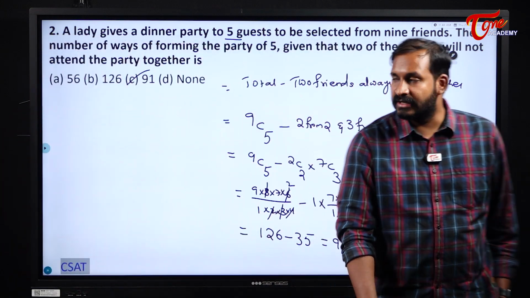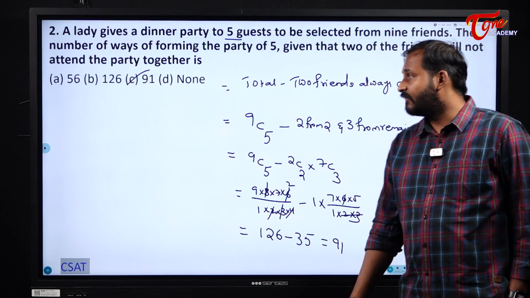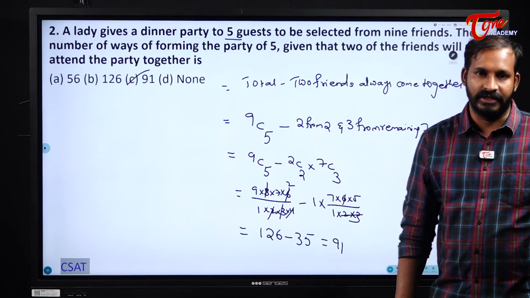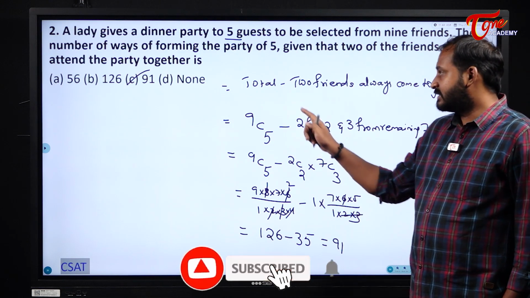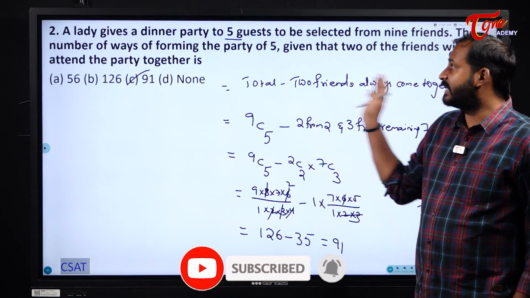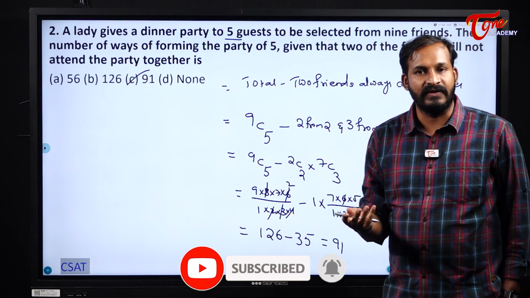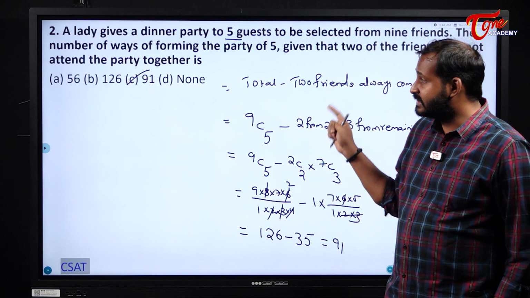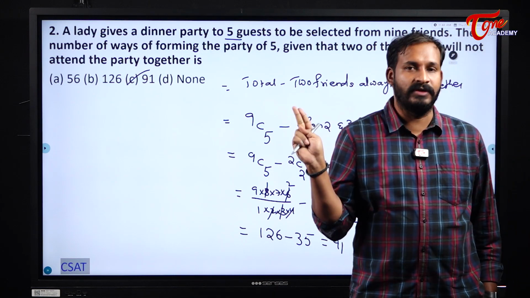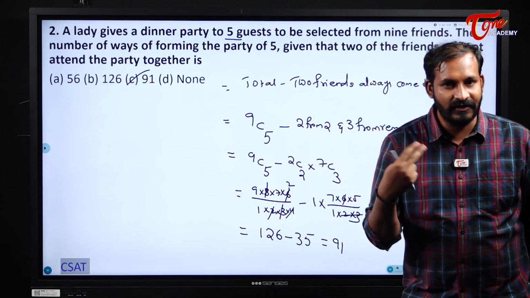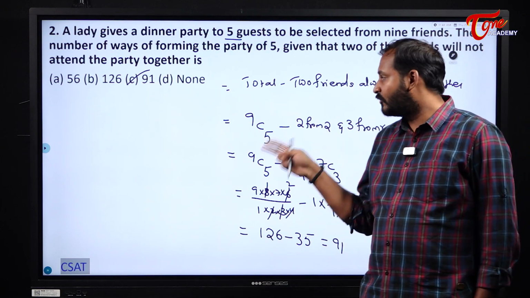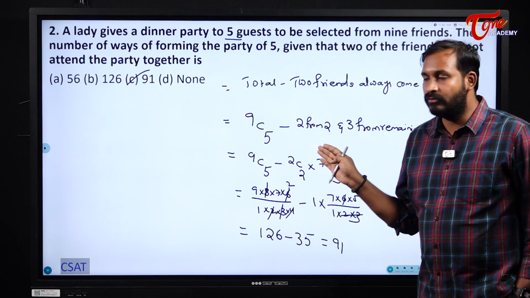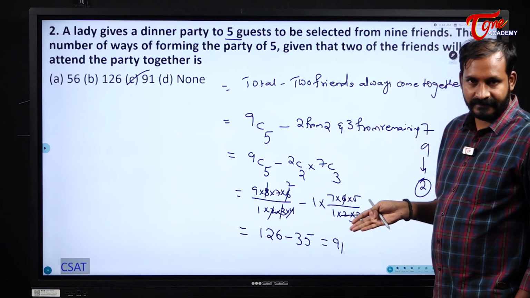So that means she can invite her friends in 91 different ways such that 2 of the friends will not come together. I am finding the total number of ways without any condition. From 9 friends, if I want to invite 5 friends, how can I do it? 9C5 ways minus, she is telling that 2 friends will not come together. Now, instead of finding will not come together, I am finding the always come together case. That means the 2 will come from the 2 and the 3 from the remaining 7.